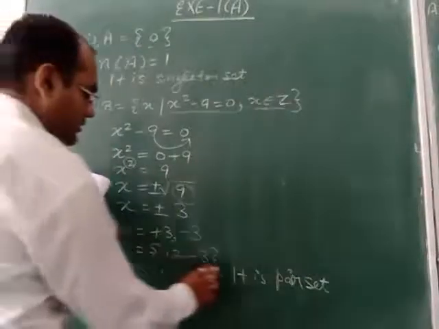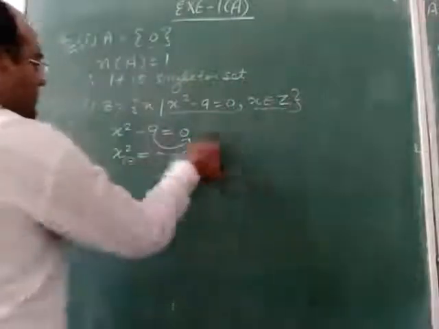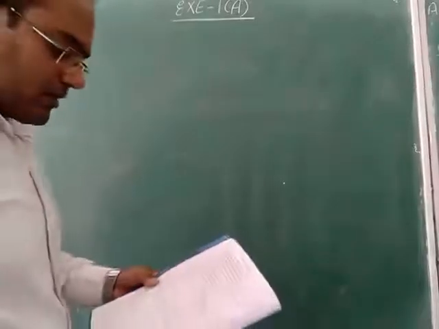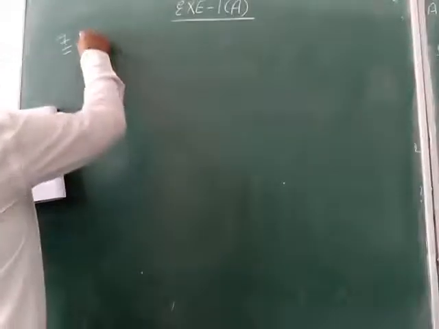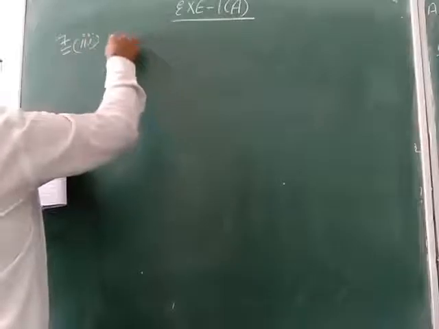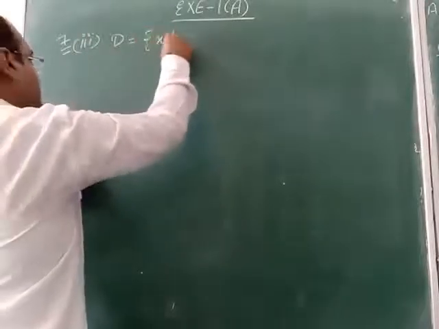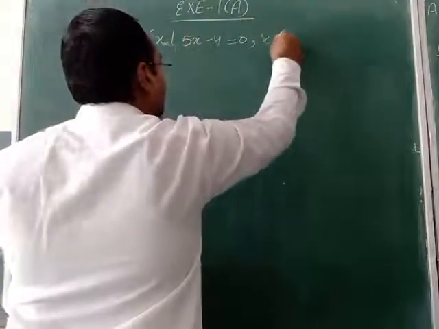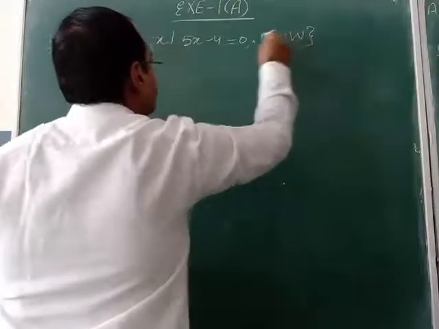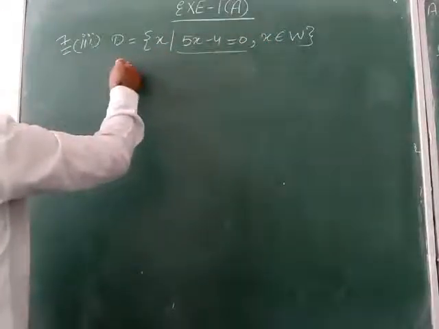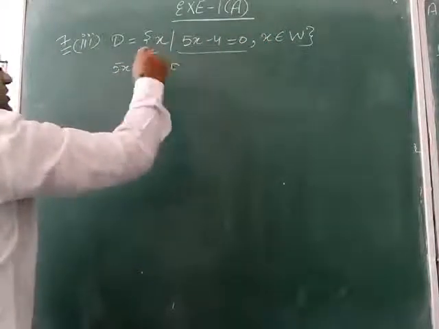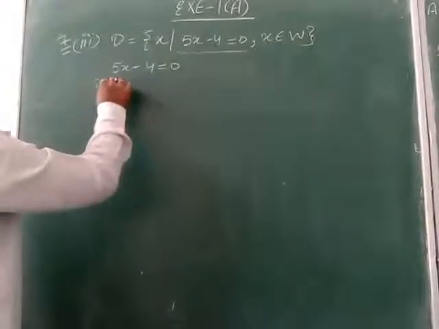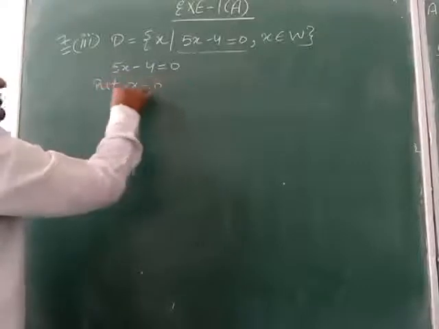Now another part, part number third. D is equal to {x such that 5x minus 4 equals 0, x belongs to whole numbers}. So this is given here, we will use it. 5x minus 4 is equal to 0. X is a whole number. When we put x here, whole numbers start from 0.